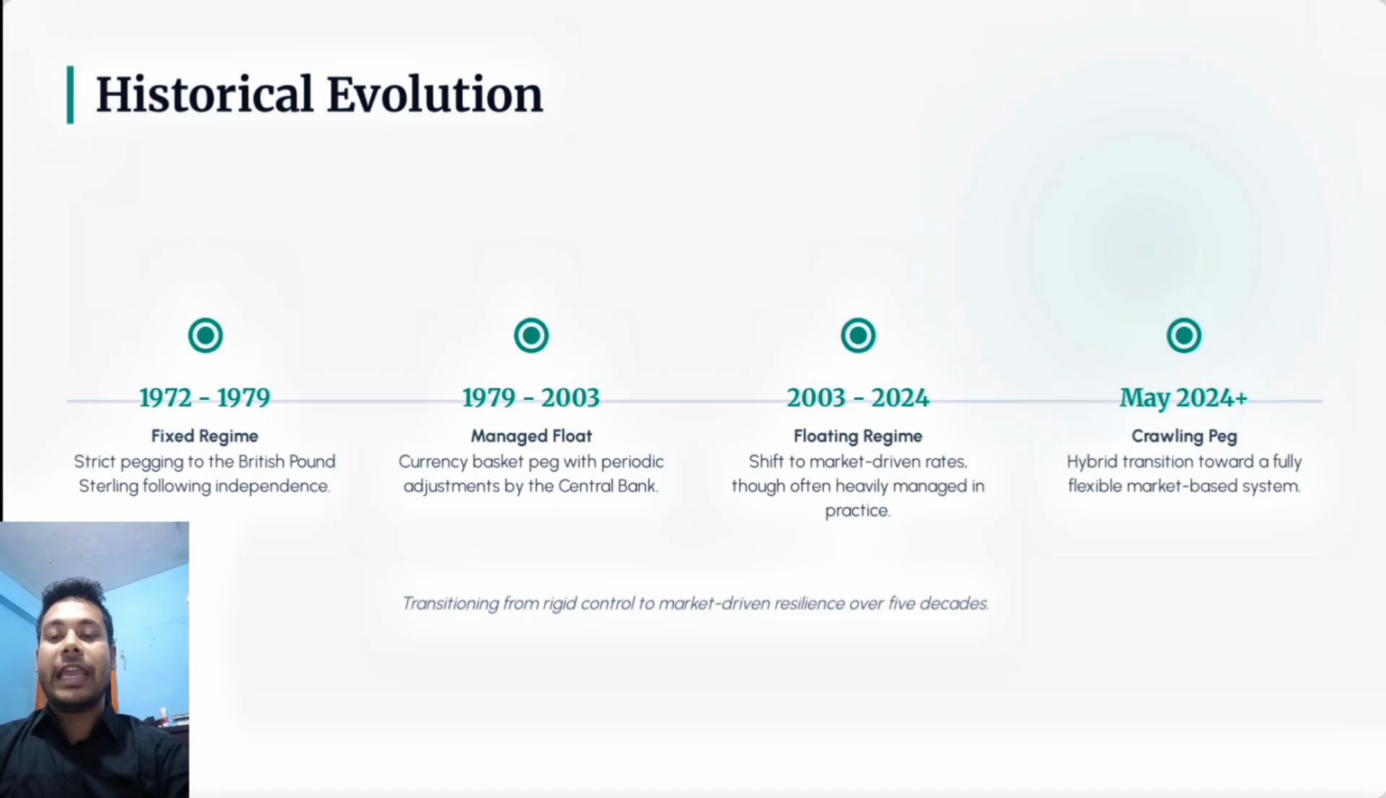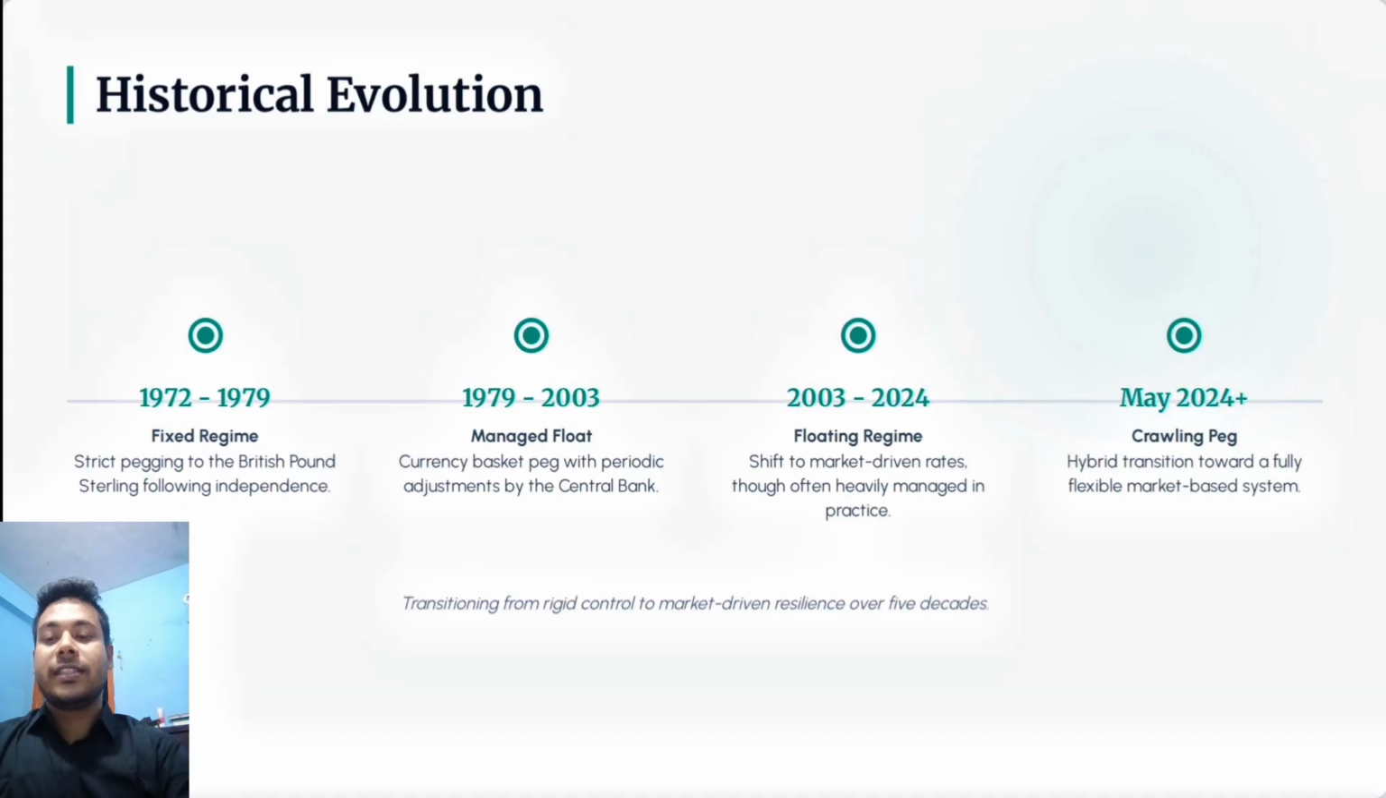Here we can see the historical evolution. Here we divided the time into four categories: from 1972 to 1979, which is the fixed regime. Then 1979 to 2003, that is the managed float. Third, from 2003 to 2024, this is the floating regime. And after that, which is where we are now, is the crawling peg regime.